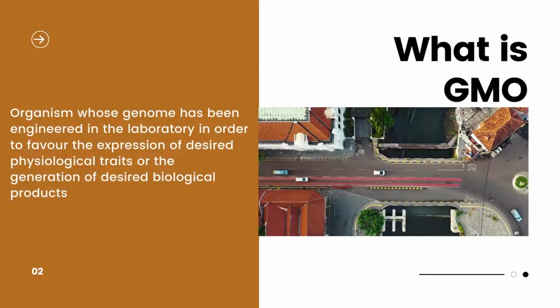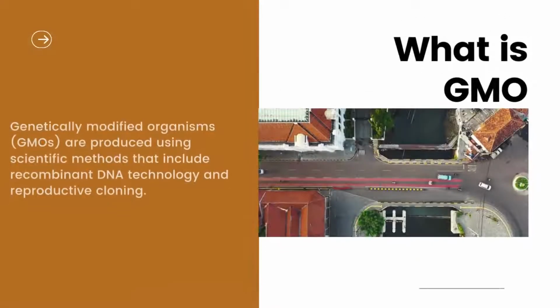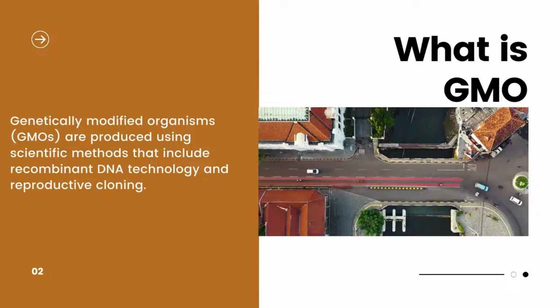In conventional livestock production, crop farming, and even pet breeding, it has long been the practice to breed select individuals of a species in order to produce offspring that have desirable traits. Genetically modified organisms are produced using scientific methods that include recombinant DNA technology and reproductive cloning.